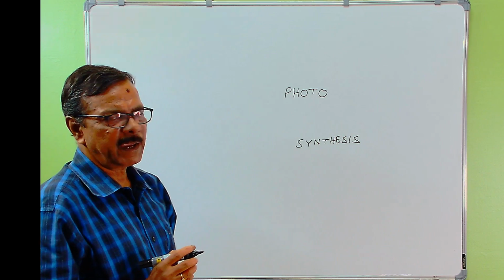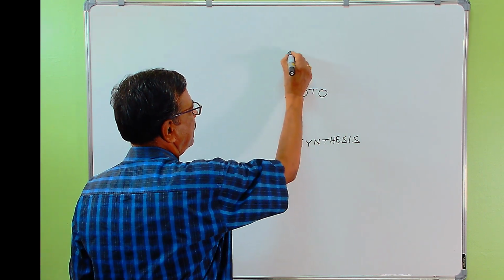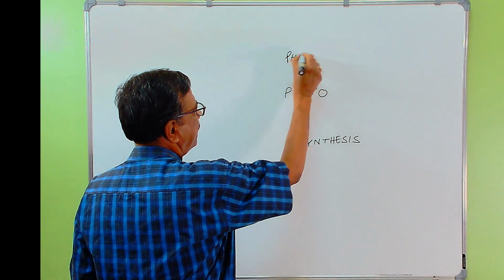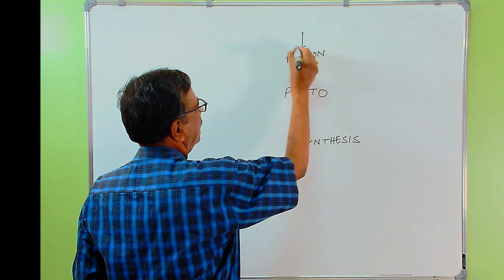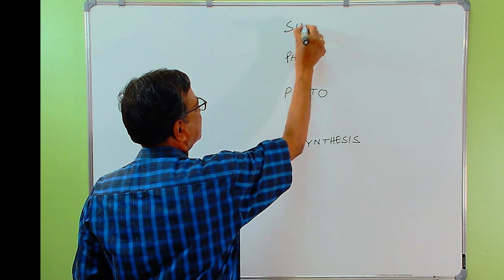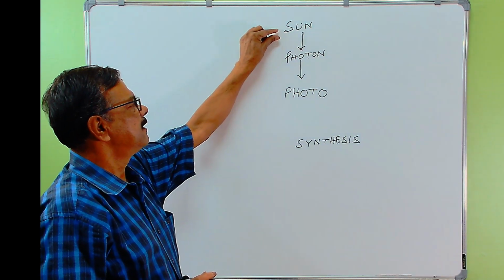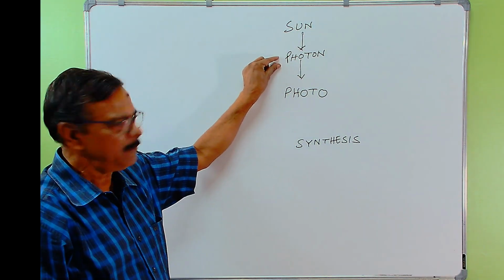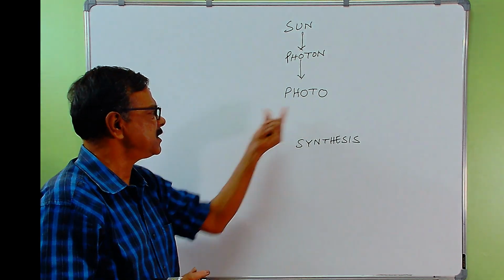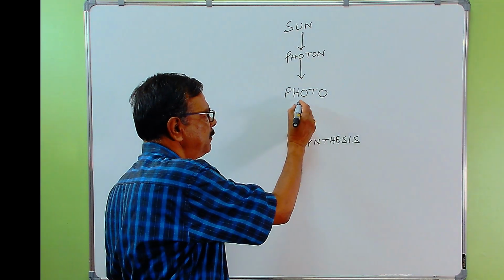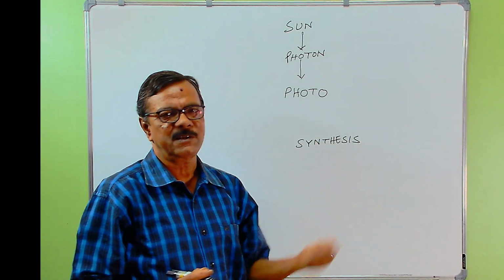Where did this photo come from? Photo is coming from the word photon. The photon word comes from sunlight. So the sunlight comes in the form of photon, and the unit is photon. With the help of this photon, synthesis takes place.